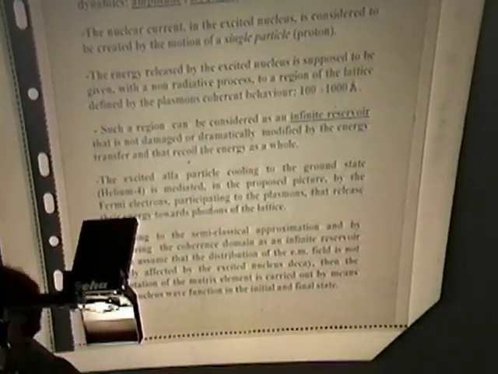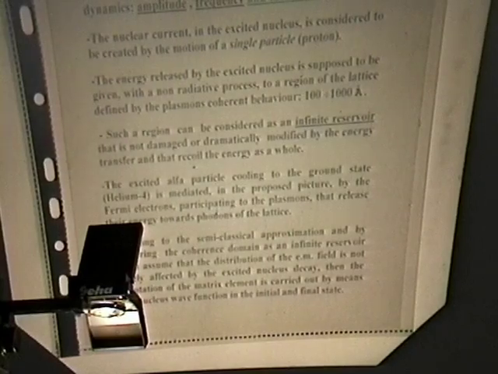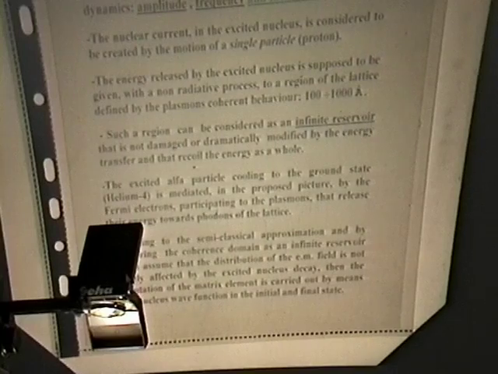We can also assume that this region is not dramatically affected or damaged by this nuclear decay because it is large enough. The excited alpha particle that goes to the ground state does this process by the intermediate effect of the Fermi electrons that participate in the plasmons that in some way interact with the lattice, and I want to spend some words in the conclusion on this.